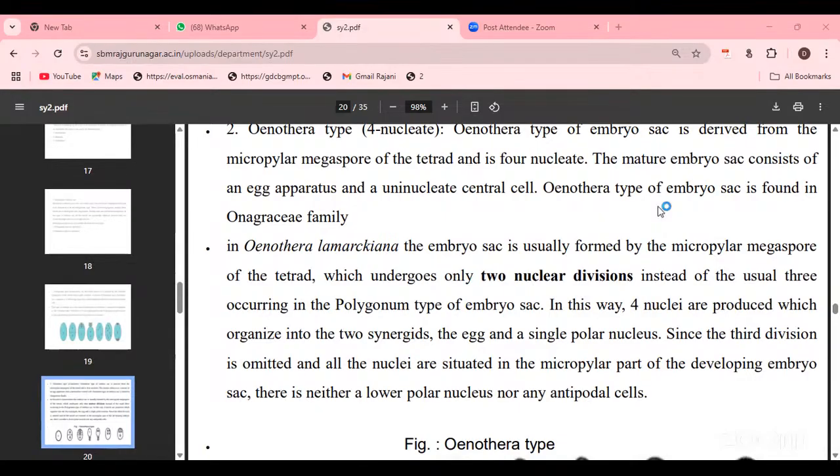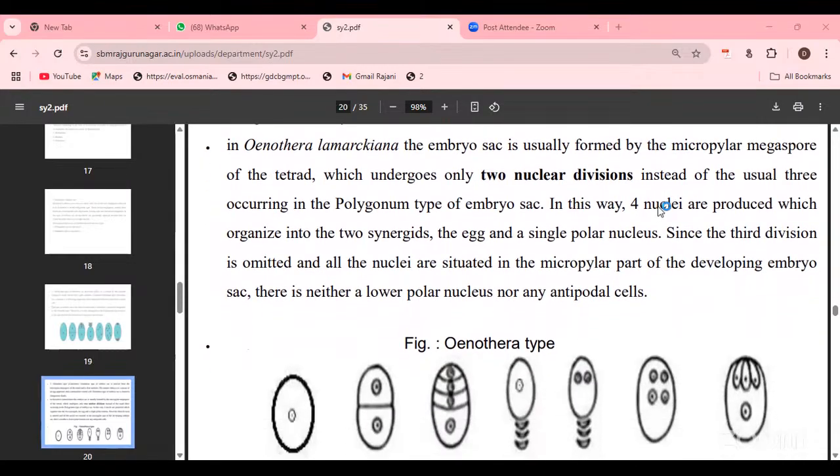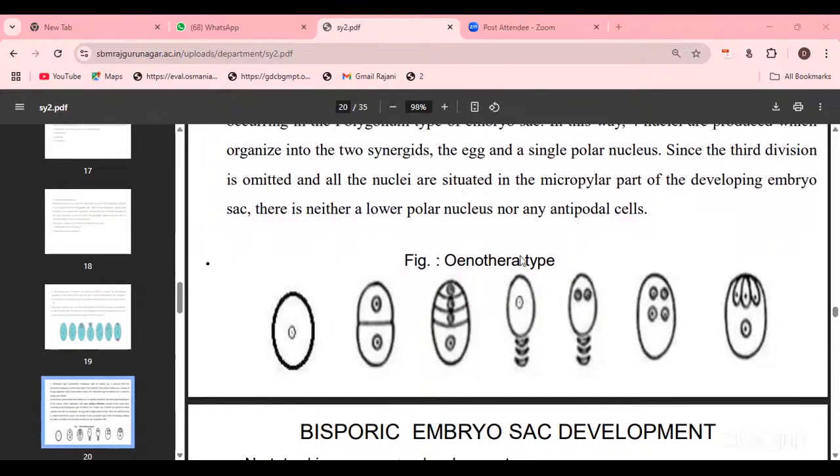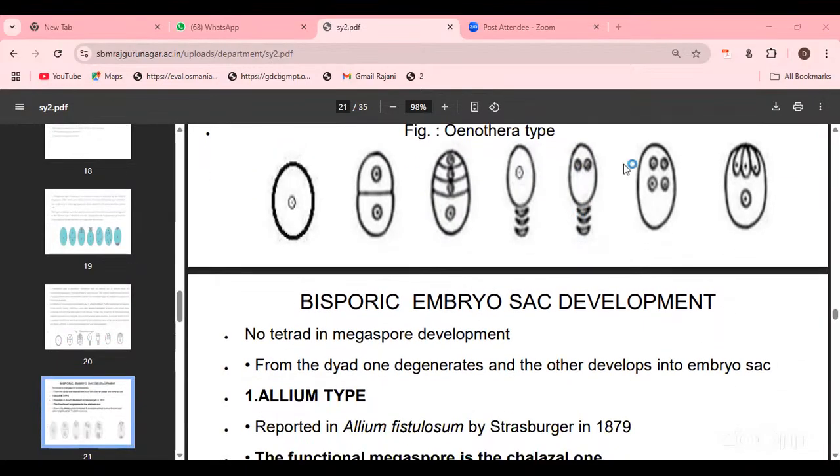Since the third division is omitted, all the nuclei are situated in the micropylar part of the developing embryo sac. There is neither a lower polar nucleus nor any antipodal cells. See, this is the Oenothera type: first one divides into two cells, again two divisions into the four. See, this is the four-cell type of the Oenothera type. This is totally the monosporic embryo sac.